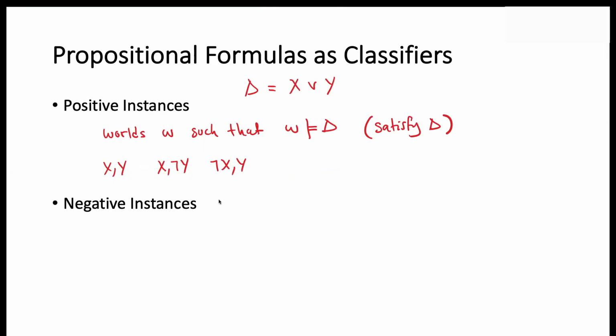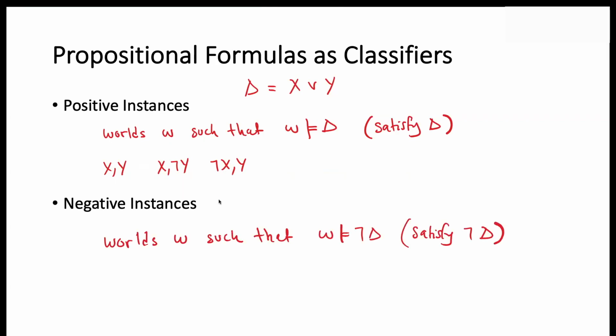And then negative instances are characterized by the negation of that formula. So those worlds that satisfy the negation of the formula, those are the negative instances. And in this case, there's only one of them, which is X false and Y false.